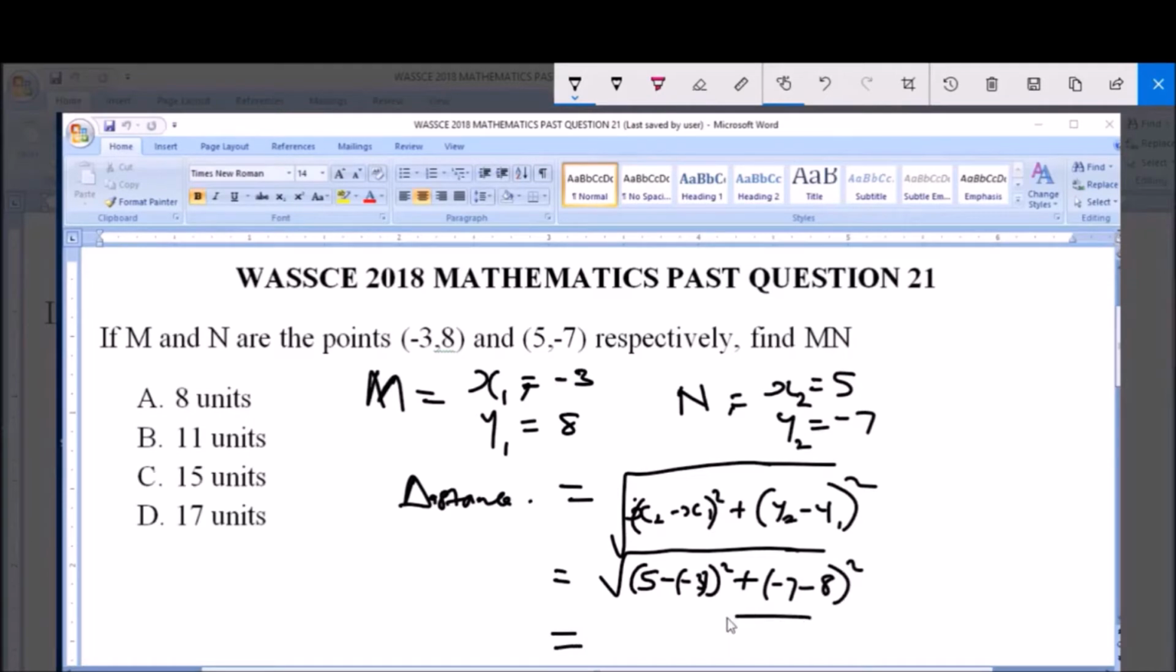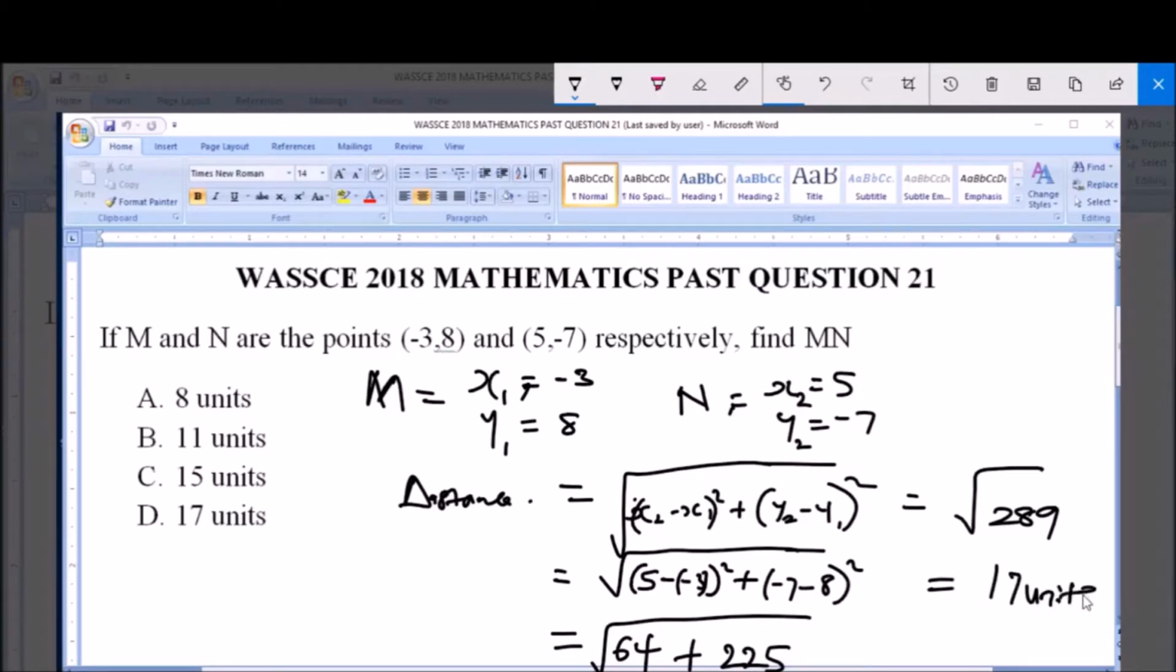Now this is equal to the square root of 5 plus 3 will give us 8, and 8 squared will give us 64. Now minus 7 minus 8 will give us minus 15, and minus 15 squared will give us 225. So this is equal to the square root of 64 plus 225, which gives us 289, and the square root of 289 is equal to 17 units. So the distance between point M and point N is 17 units, and that is option D.